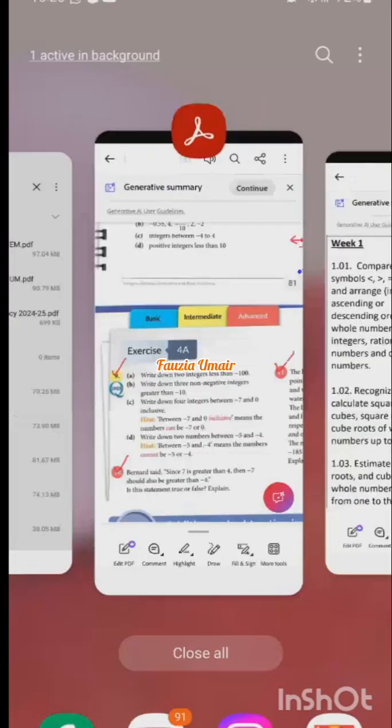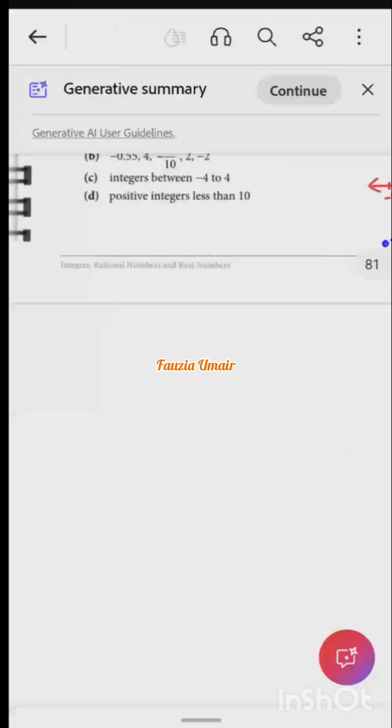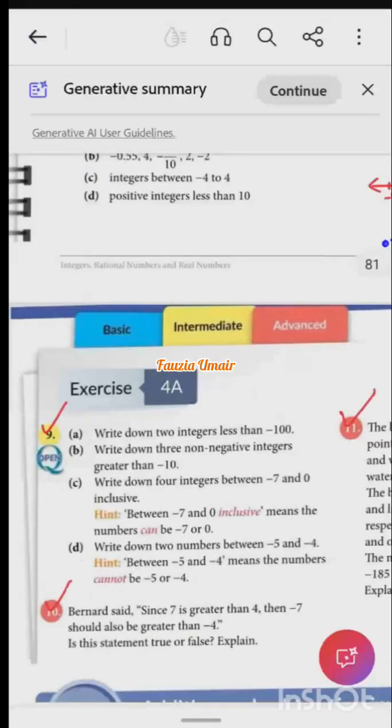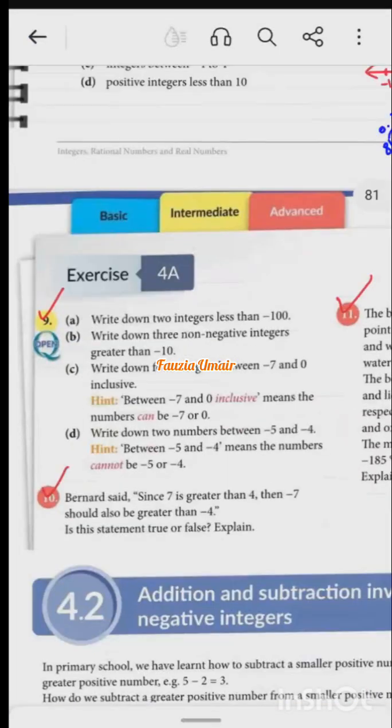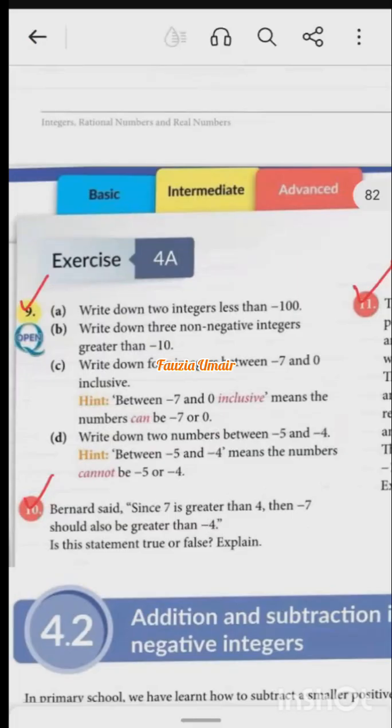Achha, now let's look at the remaining questions of this exercise. We will just take 5 minutes and we will just be done with it. Questions 9, 10, and 11. So you need to answer me one by one, okay? So first part is write down two integers less than -100. So tell me one, because ये open-ended question है, तो कोई भी answer हो सकता है.